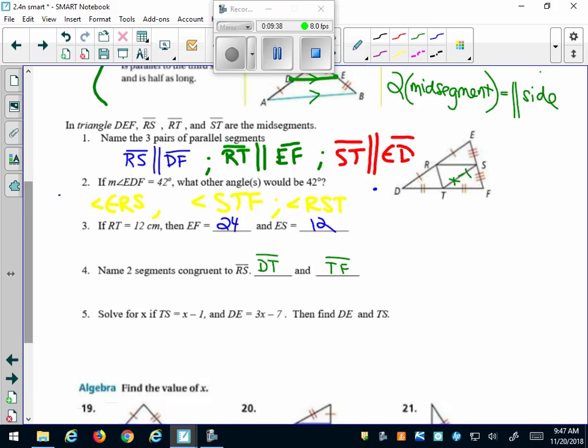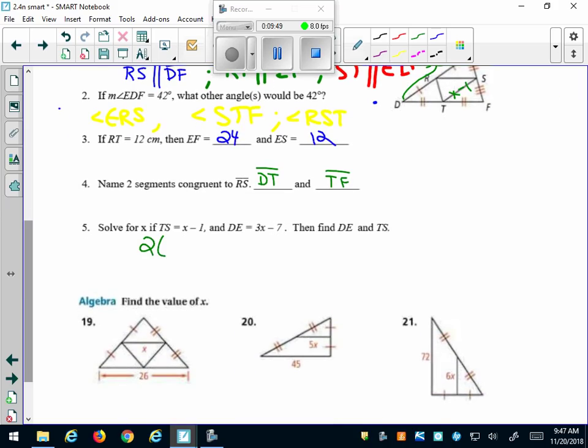TS is x minus 1, and DE is 3x minus 7. So this is where we're going to use that 2 times the midsegment equals the parallel side. So 2 times the midsegment, x minus 1, equals the parallel side, which is 3x minus 7. So we have to distribute. We get 2x minus 2 equals 3x minus 7.